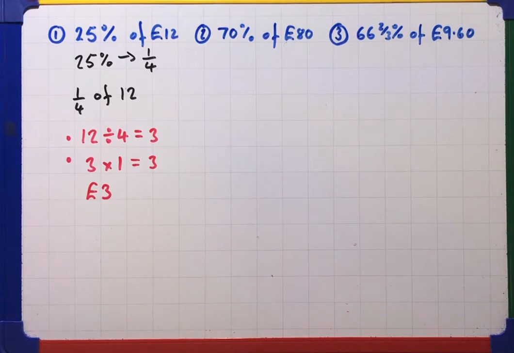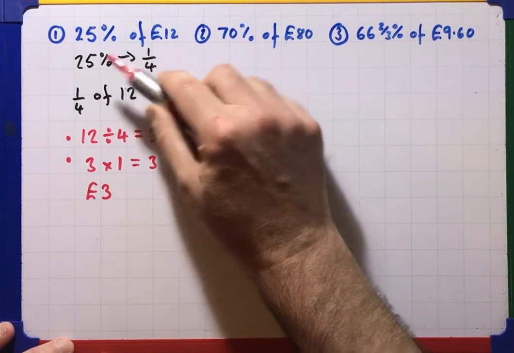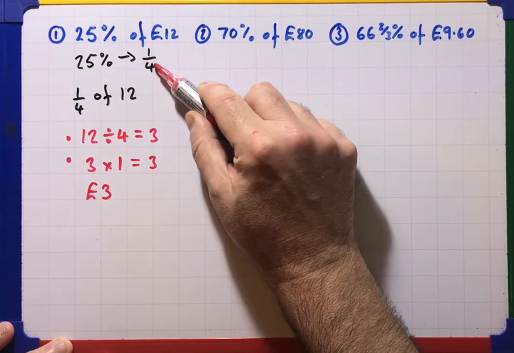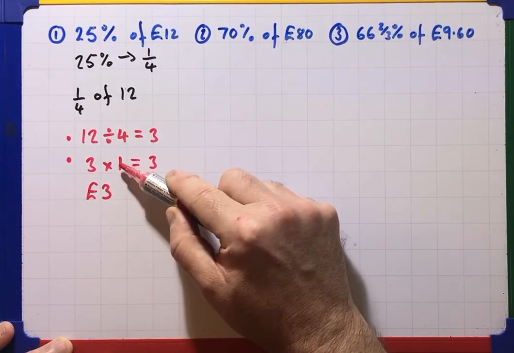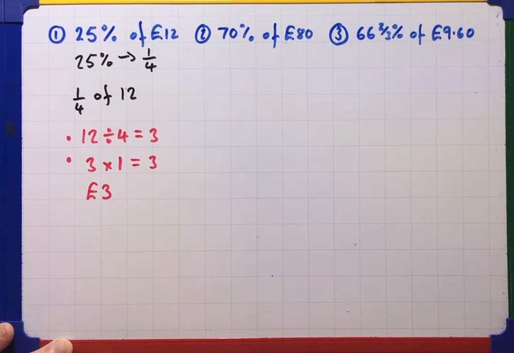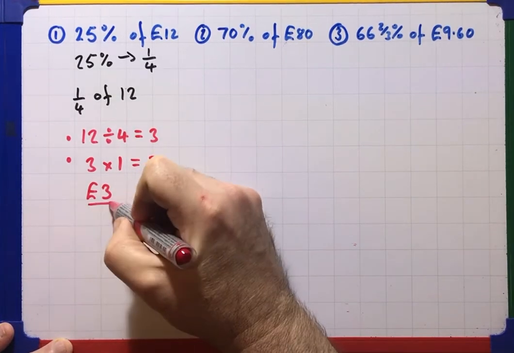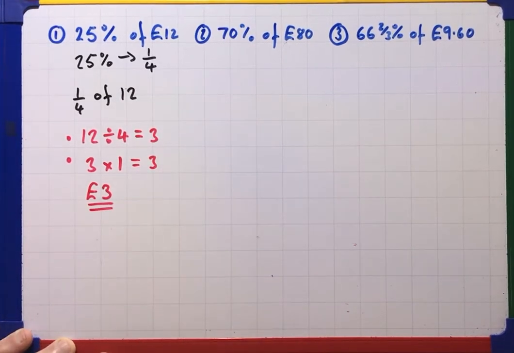Remember, it's a non-calculator bit. This sort of thing would be in your non-calculator paper of the AVU. So remember, swap it for the equivalent fraction, divide by the bottom of the fraction, then multiply by the top. Don't forget the units on your answer. Sometimes it helps to underline your answer as well.